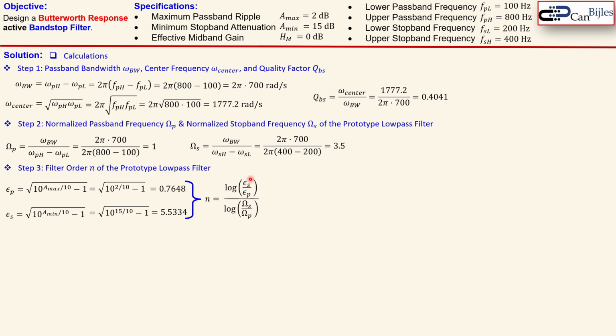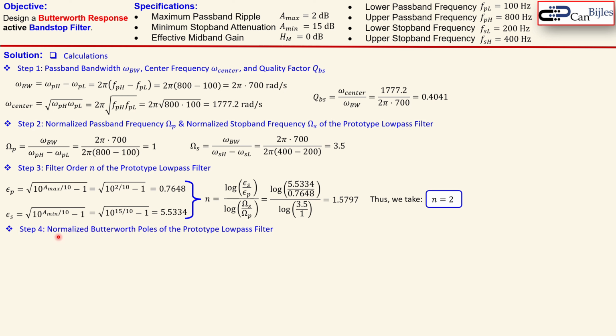Now taking this all together in the formula of the filter order for the Butterworth response. And that's shown here. So you see again here the epsilon s, epsilon p, which is determined. Now that will result in 1.5797. Now we need to of course go to an integer value, so we need to take n as 2. This is the order of the prototype low pass filter, not of the final design of the band stop filter.